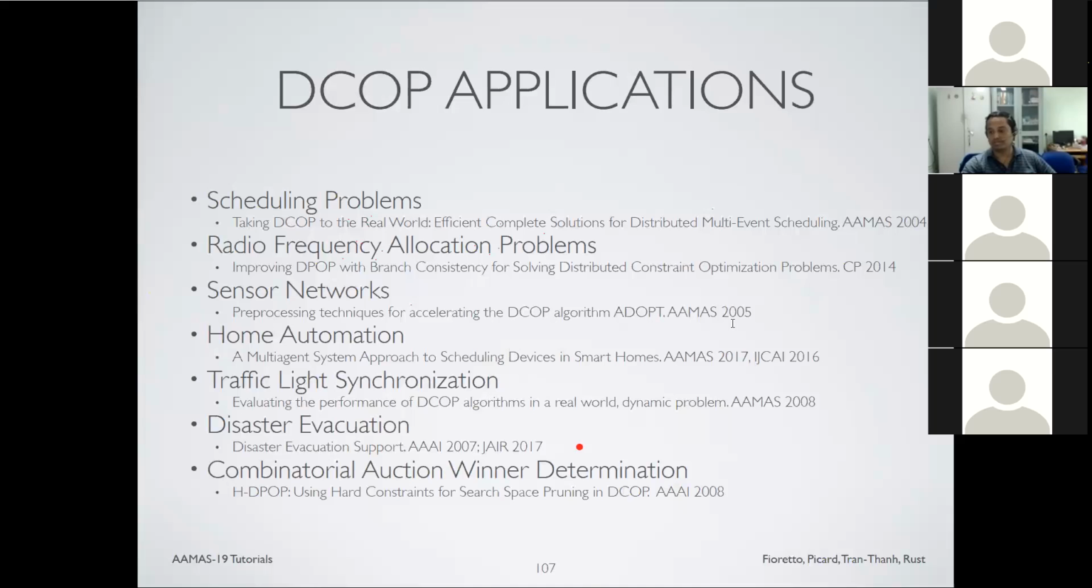Adopt was also published in AAMAS 2005. Home automation, a multi-agent system approach to scheduling devices in smart homes, was also published in AAMAS 2017, IJCAI 2016. I don't know whether you are familiar with these, AAMAS 2017 or IJCAI 2016. There is another conference, AAAI. These are top-level conferences in computer science, typically the AI conferences.